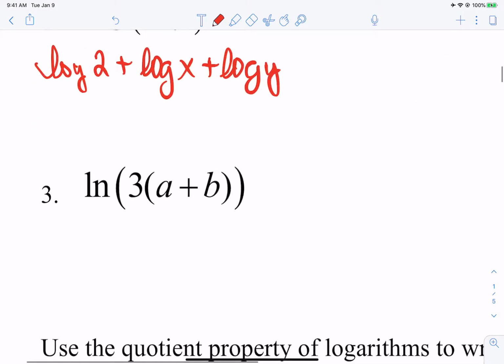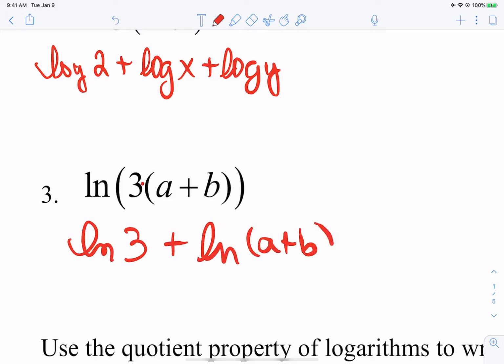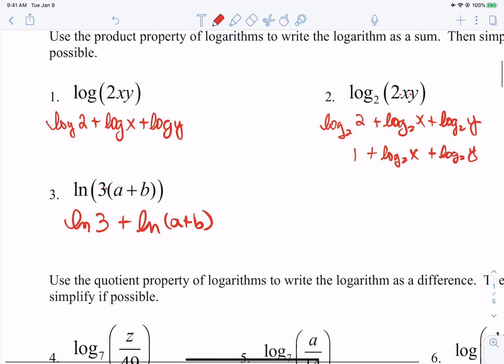Okay, let's do number 3. Now, be very, very careful with this. Think about what we are supposed to do. This is the multiplication. We do not know how to split up an addition. We do not know how to split up an addition. So this is basically the natural log of 3 plus the natural log of a plus b. Okay, and you can't go further, you're kind of stuck. Okay, any questions on 1, 2, or 3?